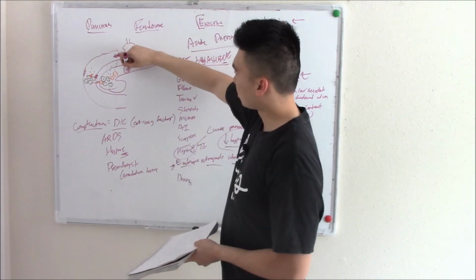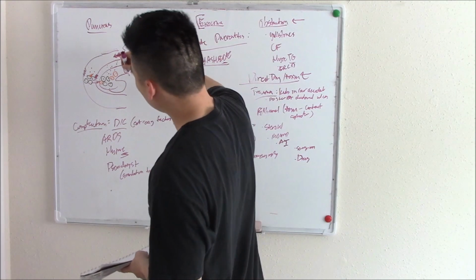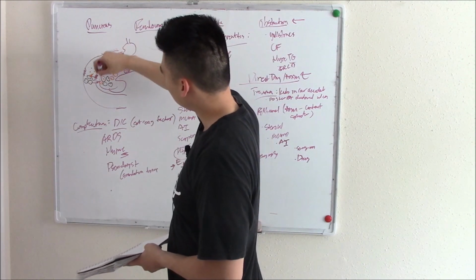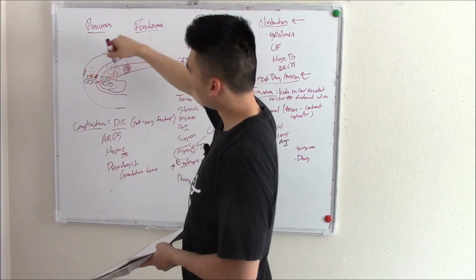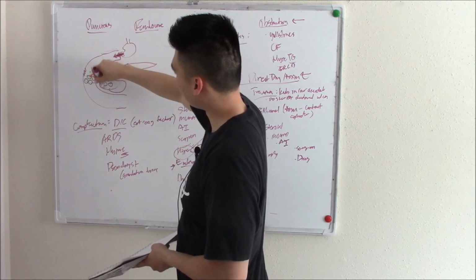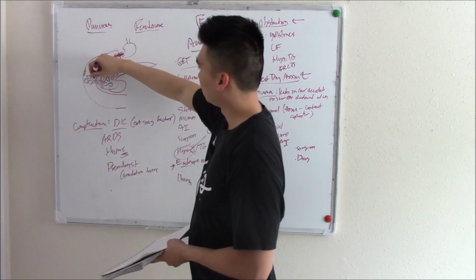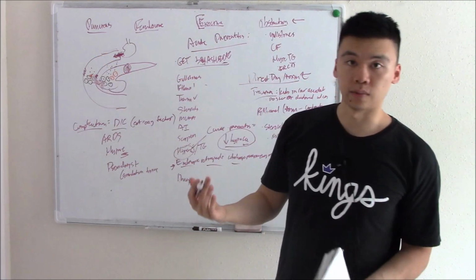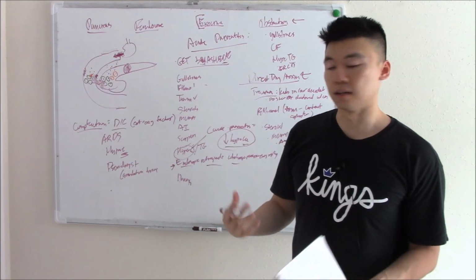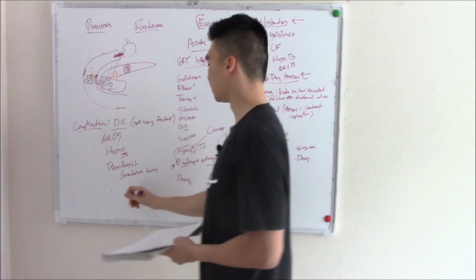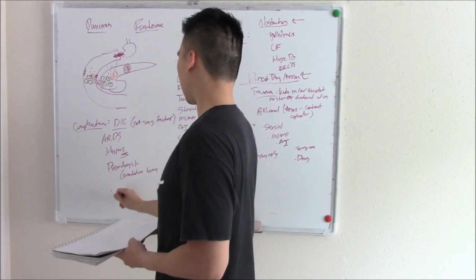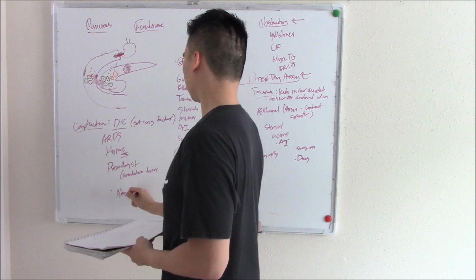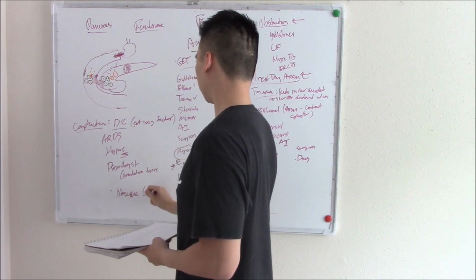Also, we'll say you have damage to your pancreas, let's say right here, and bacteria can go in, mainly E. coli, because E. coli is found in your gut, and we're in the right location. You can have an abscess. Abscess. E. coli.